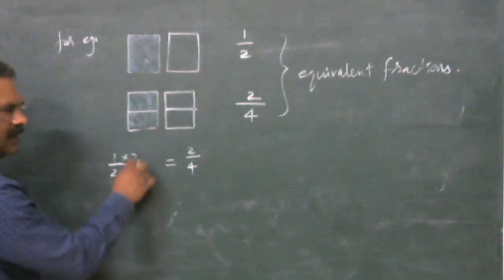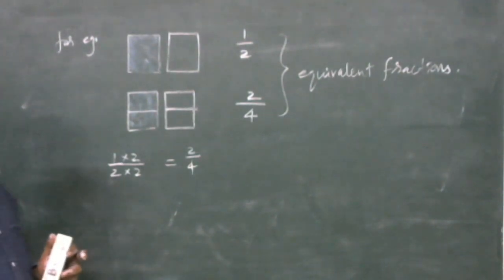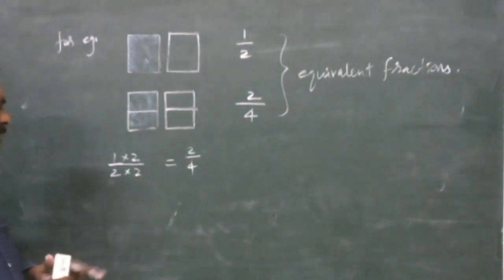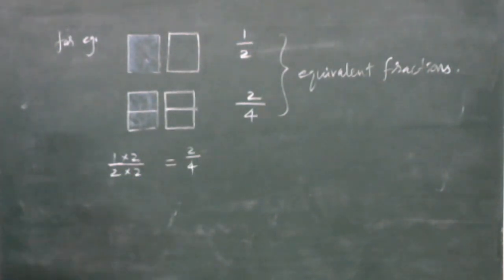You can multiply, and at the same time you can divide by a non-zero number. You can divide a non-zero number on both numerator and denominator, and we will be getting equivalent fractions.